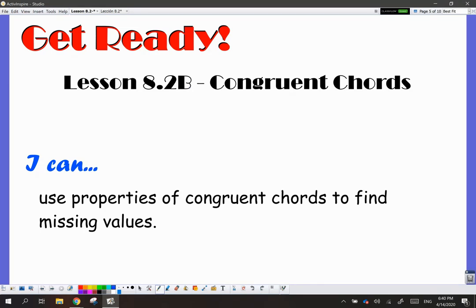Today we're talking about congruent chords. This is lesson 8.2b, the second part of lesson 8.2. The first part was about arcs and central angles. So if you haven't checked that video out, make sure you do so. I'll put the link in the description so you can go watch it after this one.